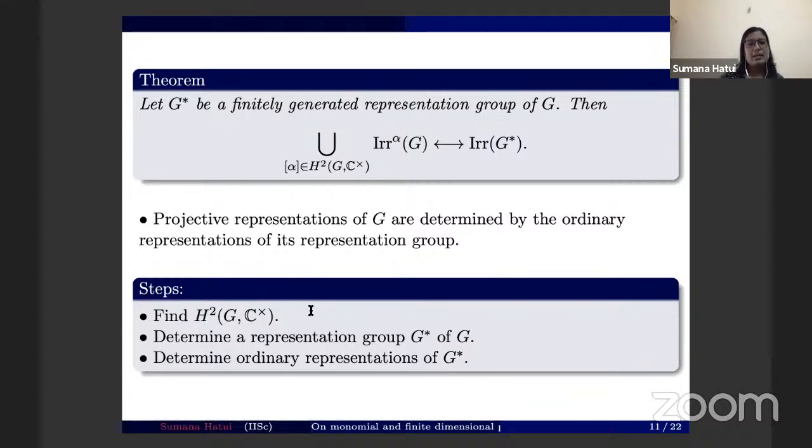Okay, so what are the steps for studying a projective representation of a group G? You first need the Schur multiplier, then you determine the representation group of that group G, and then determine the ordinary representations of that representation group. So these are the steps.